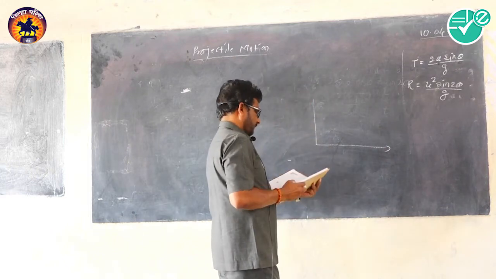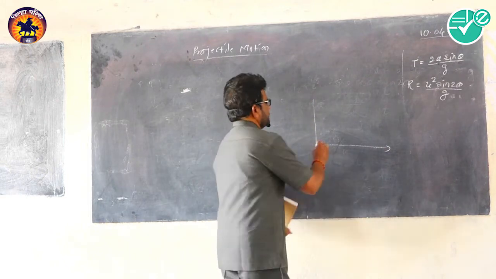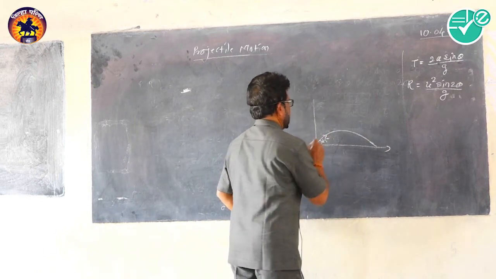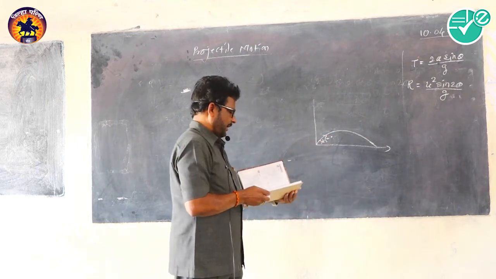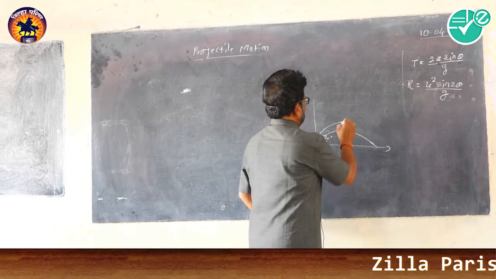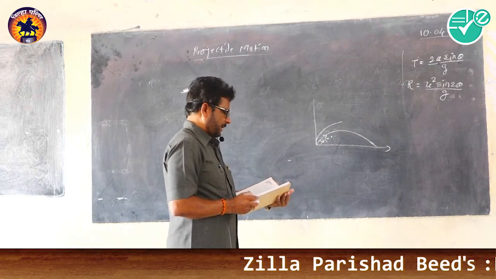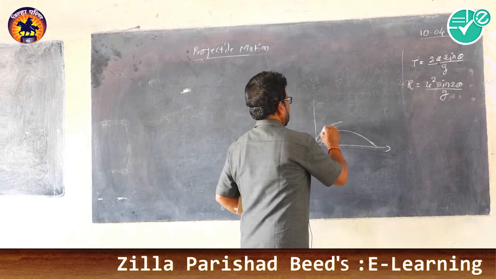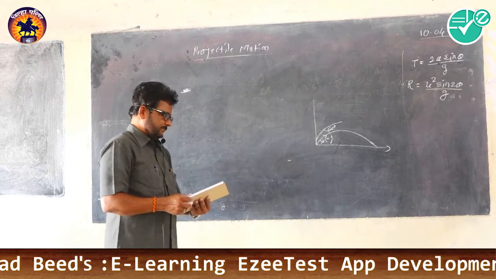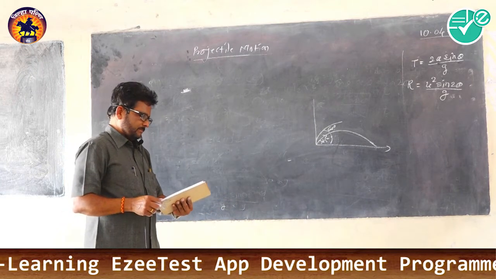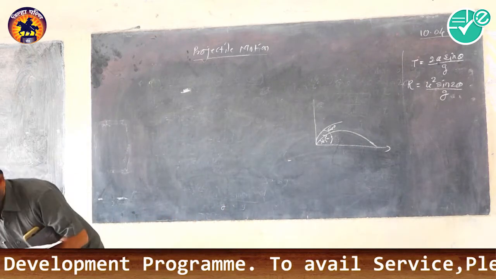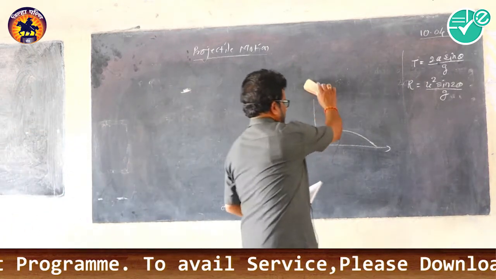One object is thrown with angle 45 degree, and another projectile is thrown by making an angle of 60 degree with the horizontal. That problem is on the maximum height. Height we have not derived till now.